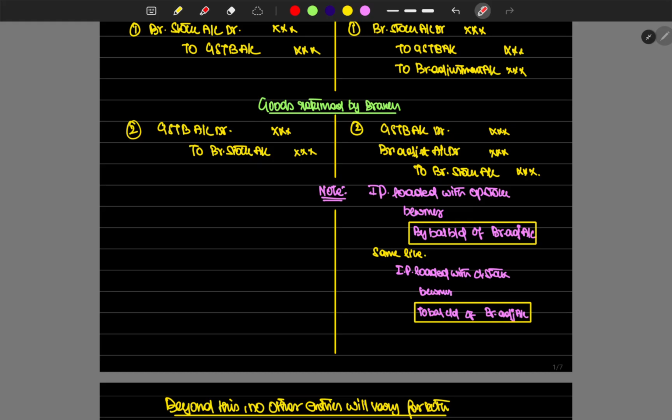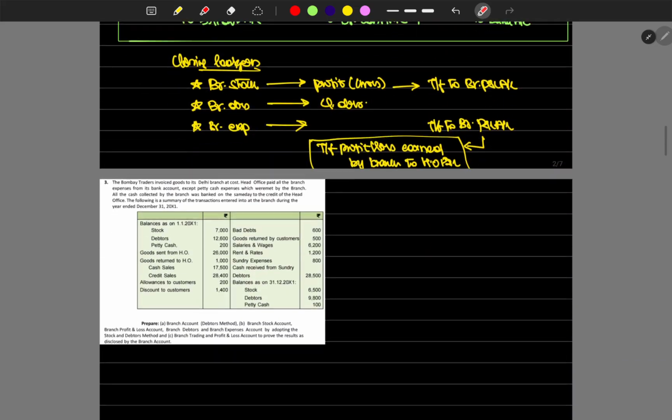Profit portion of closing stock will be the closing balance of branch adjustment. That's it. Let's quickly get into the problem.